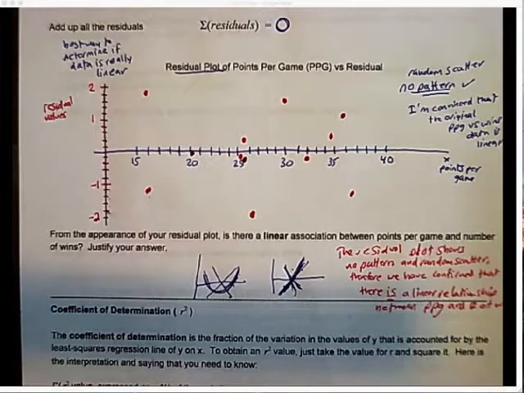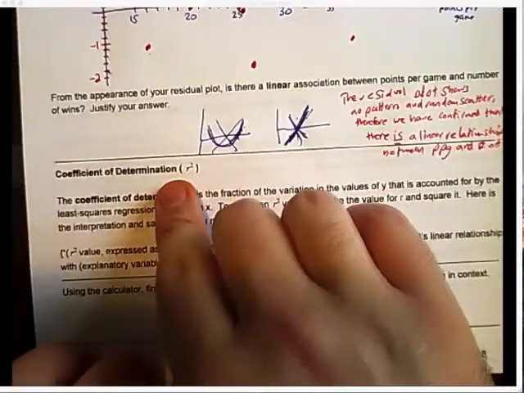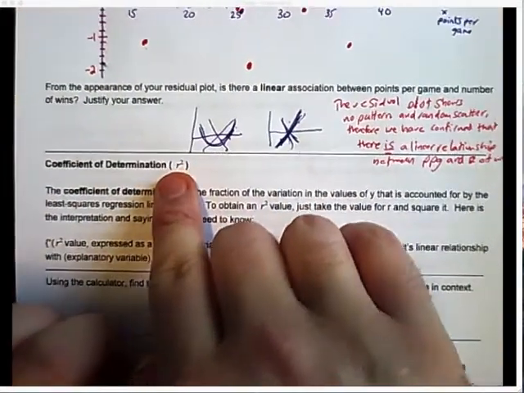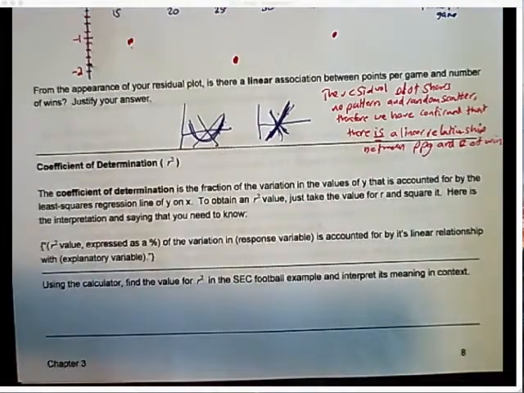All right, so when we ran our regression, before we drew the line in there, you probably saw this R squared thing that was right above the R in our calculator. Well, this R squared thing is called the coefficient of determination. It says the coefficient of determination is the fraction or the decimal of the variation in the values of y that is accounted for or attributable from the least squares regression line of y on x. To attain an R squared value, just take the value for R and square it. Here's the interpretation and saying that you need to know.